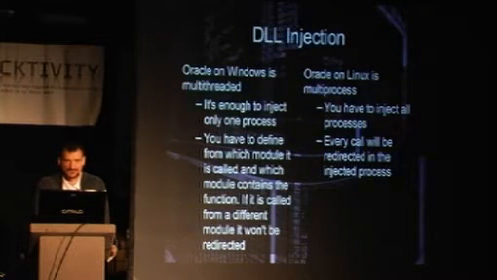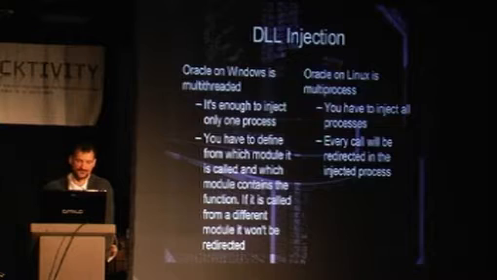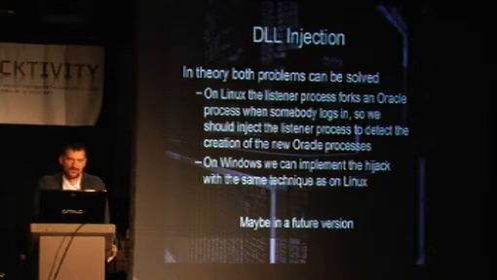But on Windows, due to the applied redirection technique, it is not sure that I can redirect all calls. For instance, if a DLL calls a function it contains itself, one that I have already redirected in the Oracle process, then this one will not be redirected. But in Linux, the redirection will work every time. In theory, both problems have solutions. On Linux, this process forks the Oracle call when somebody logs in.